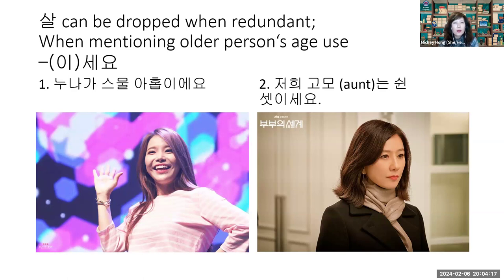Okay. And just make sure that if it is somebody who's older, you use 이세요 instead of 이에요, because you were saying, as for my aunt, she is 53. As for my sister, she is 29. So you're talking about that person, about their age. As for my older sister, she's 29. As for my aunt, she is 53.